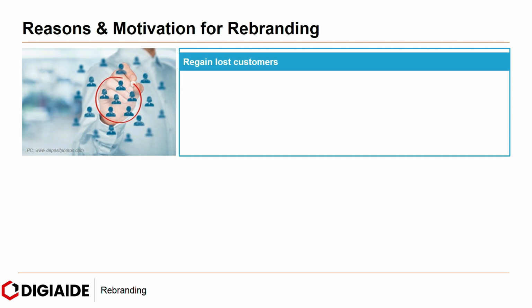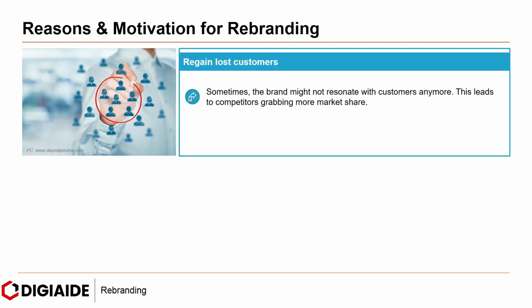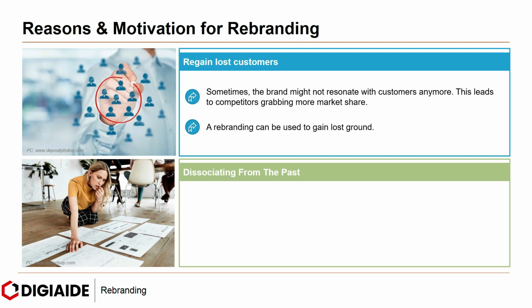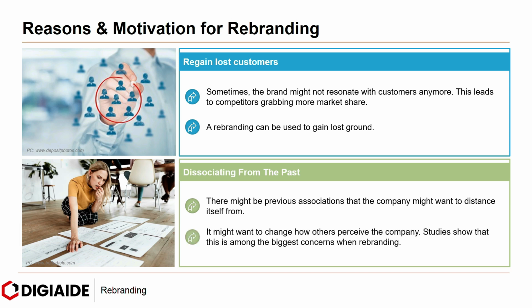Next, regain lost customers. Sometimes that brand might not resonate with customers anymore. This leads to competitors grabbing more market share. A rebranding can be used to gain lost ground. Next, dissociating from the past. There might be previous associations that a company might want to distance itself from. It might want to change how others perceive the company.